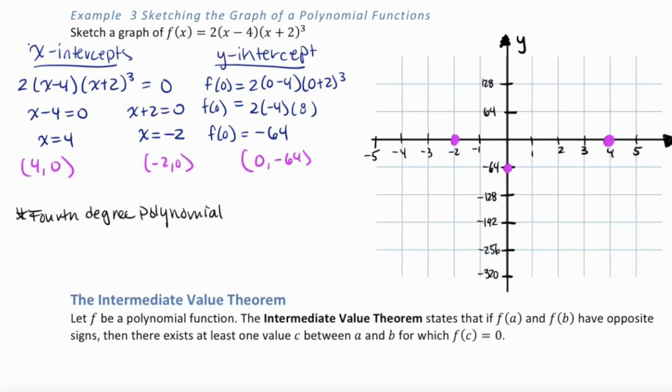This tells me that it should go off in this direction and this direction. So as we approach positive infinity on the x-axis, we'll approach positive infinity on the y-axis. As we approach negative infinity on the x-axis, we'll approach positive infinity on the y-axis. Now, what about our intercepts? This intercept has a degree of 1, so it should cross as a straight line. This one has a degree of 3, so it should look almost like the graph of something cubed. And then we know we want it to cross here at our y-intercept.